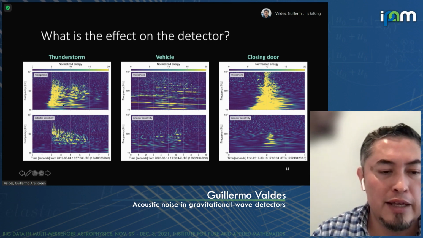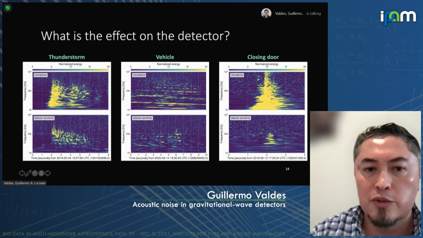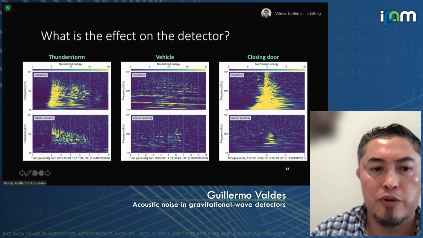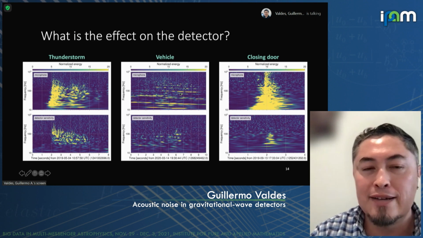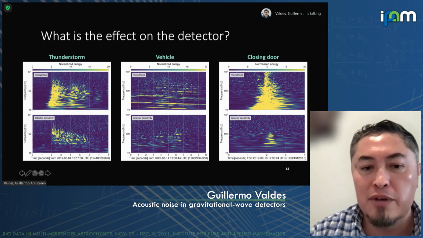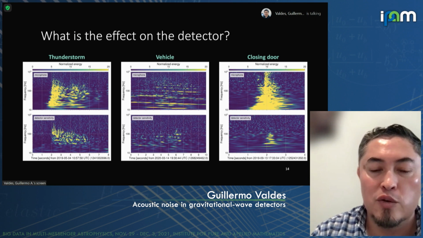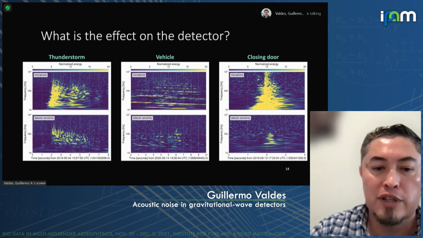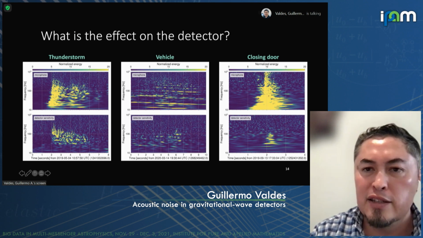Thunderstorm, we expected something like that, and you can see that it has an effect in the gravitational wave channel. Vehicles passing by, this one we probably cannot mitigate, depending on the vehicle, but maybe we can be more careful of the vehicles going around the facilities, but you can see also that you have some noise. And this is something interesting. Closing doors are very loud, and you can see the effect in the gravitational wave channel.